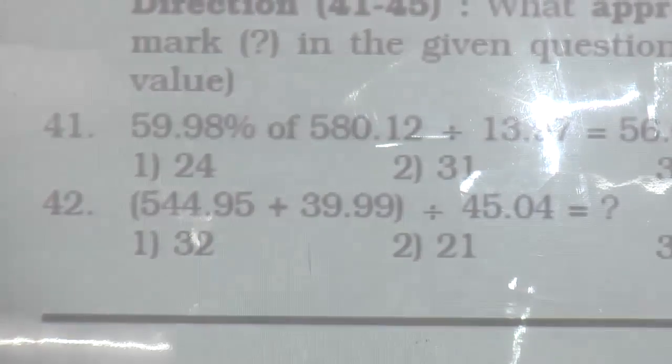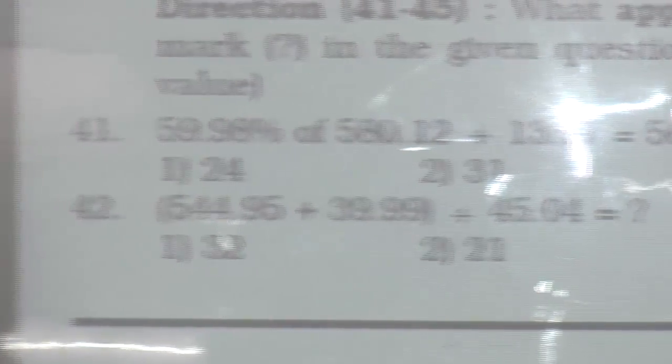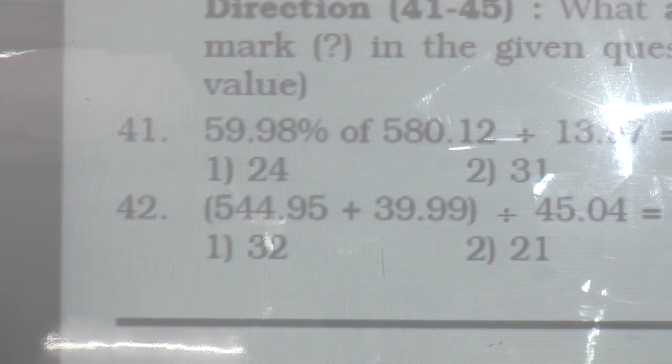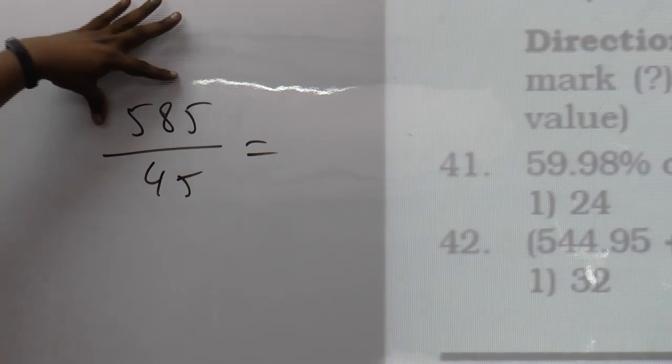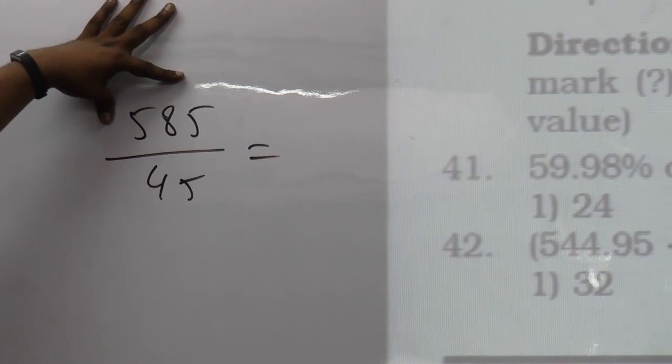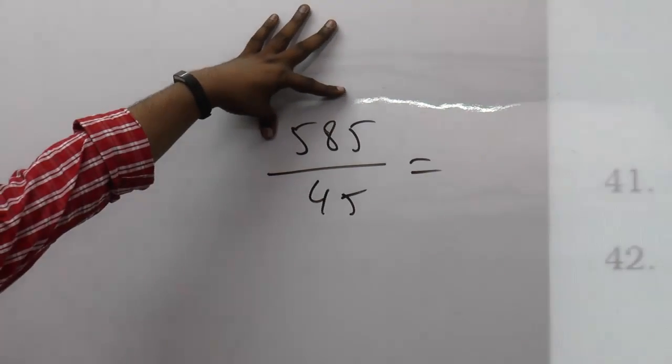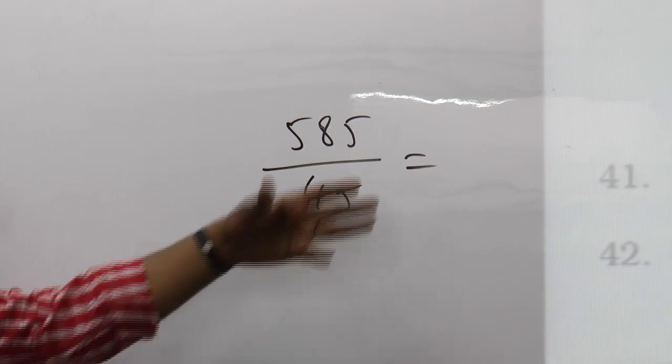545 plus 40, 585. 585 divided by 45 is equal to how much? 45 ten times is 450. Apart from 450, you still have 135 in the numerator. In 135, you can find 45 three times. So the answer is 13.